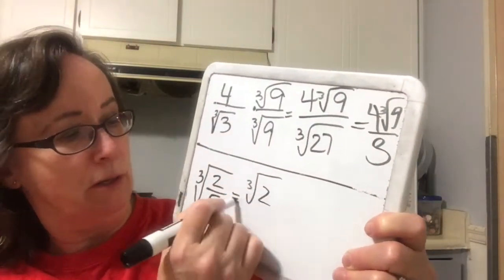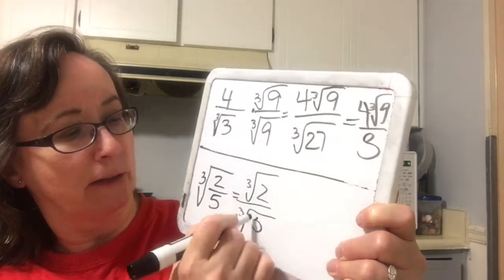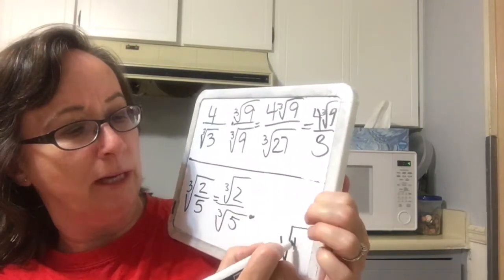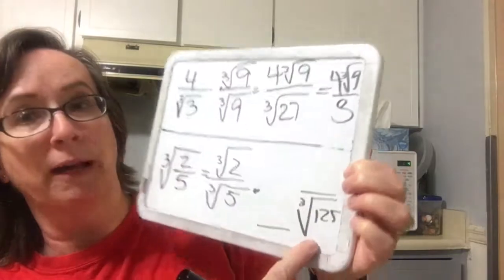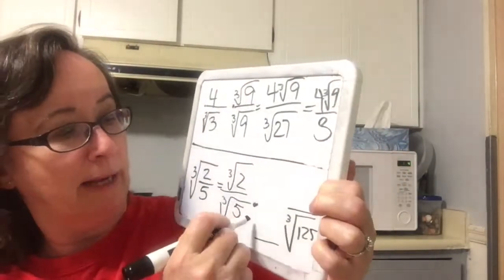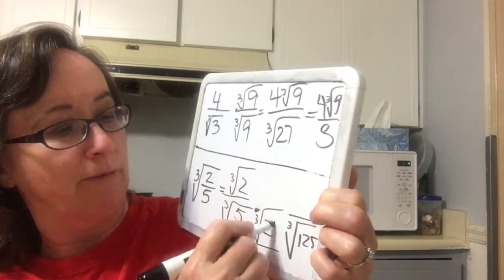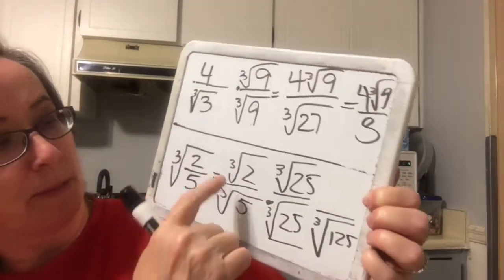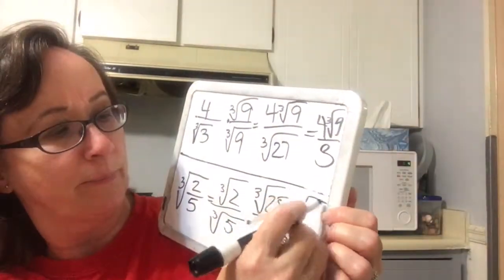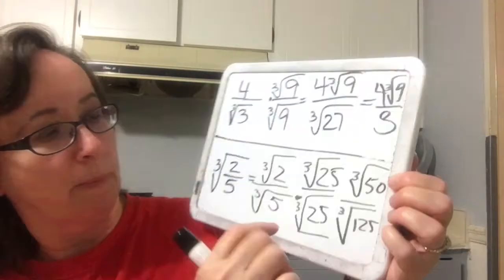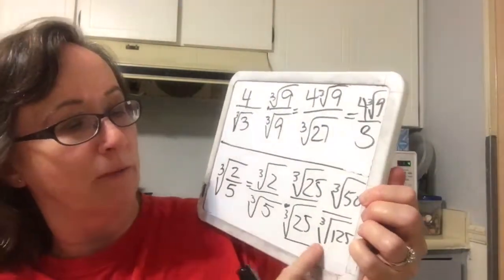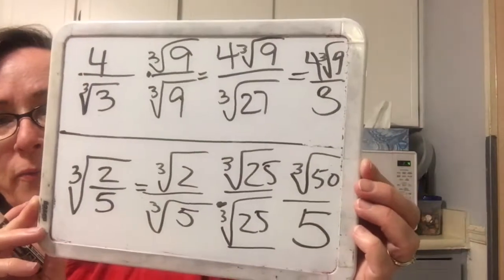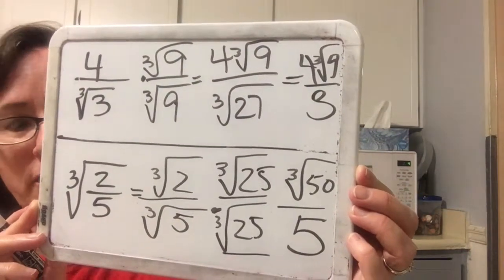So cubic root of 2 over cubic root of 5. We're going to multiply by something to get to the cubic root of 125. So this is my goal because it's a perfect cube. And I'm going to have to multiply by the cubic root of 25 over the cubic root of 25. And my new answer will be the cubic root of 50 on top. And on the bottom, I get cubic root of 125, which is just 5. So there's a picture of that.